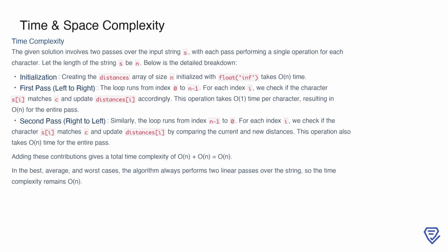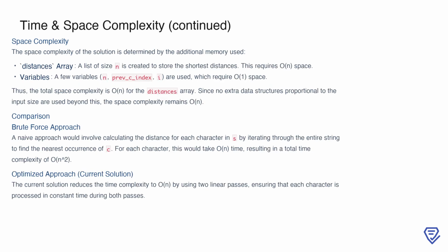In the second pass, we traverse the string from right to left, performing similar checks and updating the distances array by comparing the current and new distances. Again, this pass takes n time. When we combine the 2 passes, the total time complexity becomes n plus n, which simplifies to n. Importantly, this linear time complexity holds across the best, average, and worst cases since the algorithm always performs 2 full passes over the string. Let's now consider the space complexity.